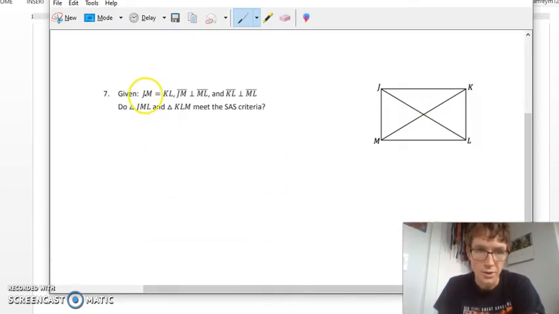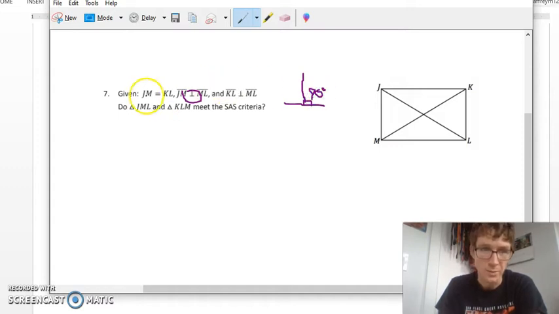So, given that JM is equal to KL, now we have JM, and we've got this symbol here, ML. What does this symbol here mean? It looks like this. Well, that wasn't great. Let's try that again. It looks like this. What this symbol means, kind of an upside down T, is perpendicular. And perpendicular means that two things form a 90-degree angle. So if you look at the symbol itself, there would be a 90-degree angle here.